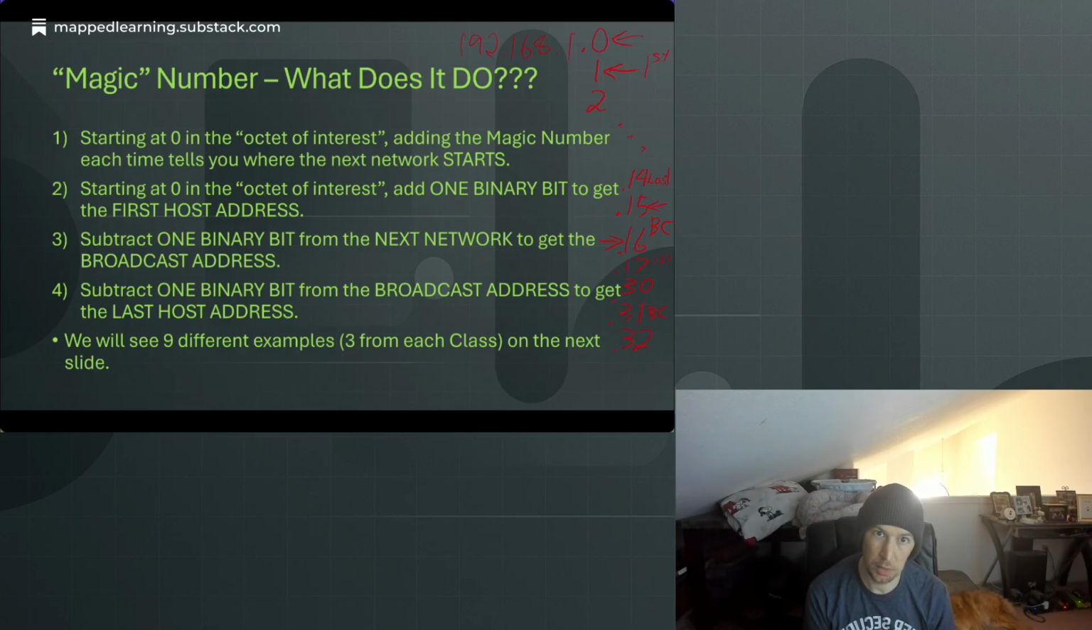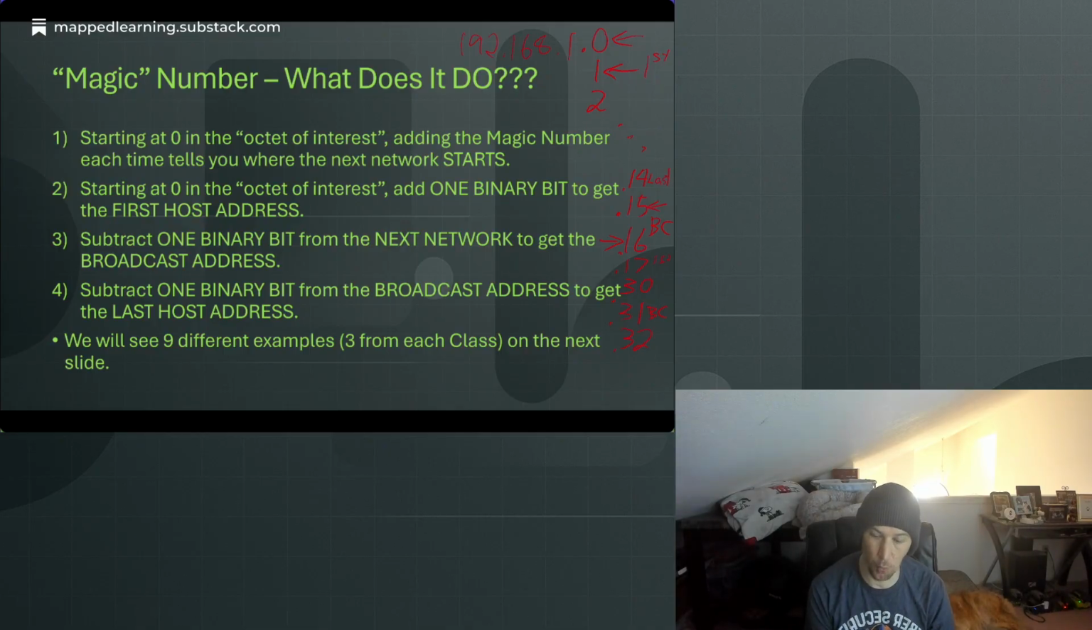So the network is 192.168.1.16/28. The first available host is .17, apologies. The next network is .32. The broadcast address is 31. The available host range is 17 through 30. That is literally what subnetting is.